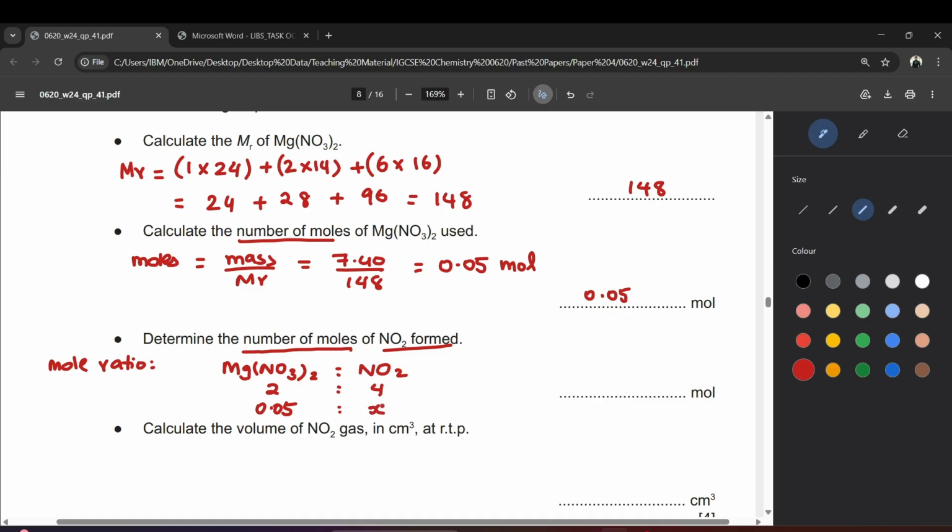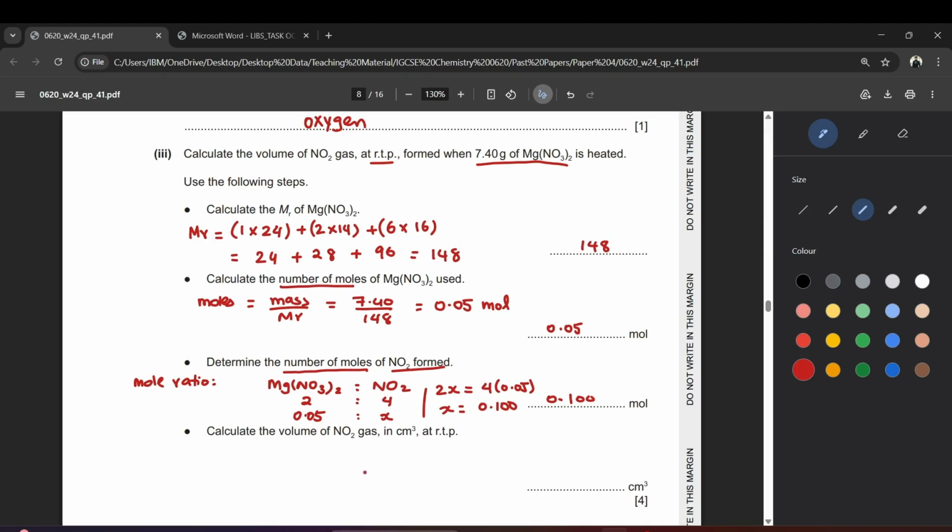So this will be x. Now we can say 2x is equal to 4 times 0.05, and now you can just divide by 2. So that will be 4 times 0.05 divided by 2, which is 0.1. If you want, you can write it to 3SF, but you can also just write 0.1. That's also fine. Now we have to calculate the volume of NO2 gas in cubic centimeters at RTP.